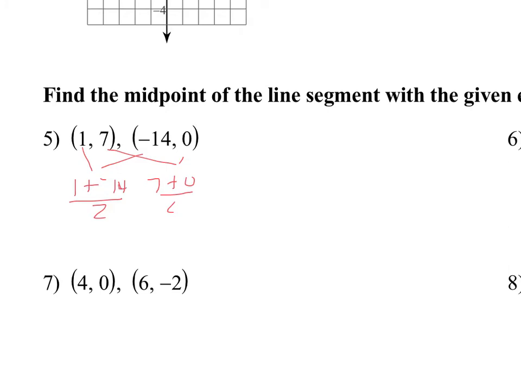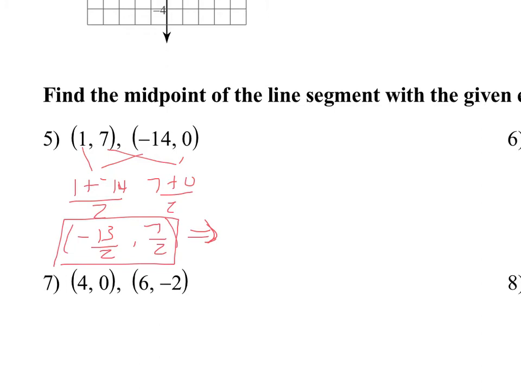1 plus a -14 is -13 divided by 2. 7 plus 0 is 7. So 7 divided by 2, that's a 2 right there. And that can be your answer. If you want to, you can go ahead and do the division and get the decimals, but either way it's fine. But this is our midpoint, if we were to graph it.